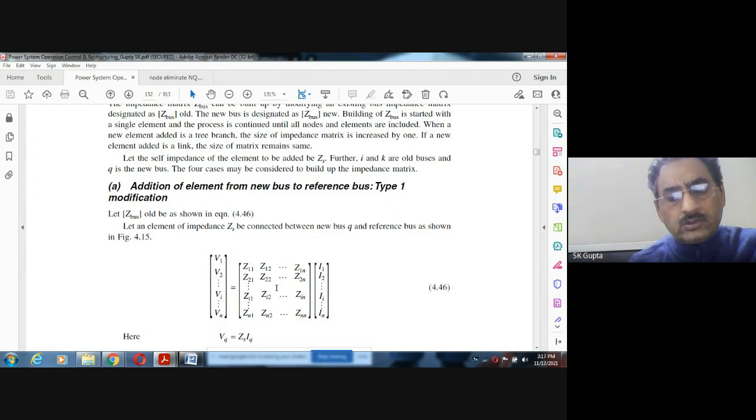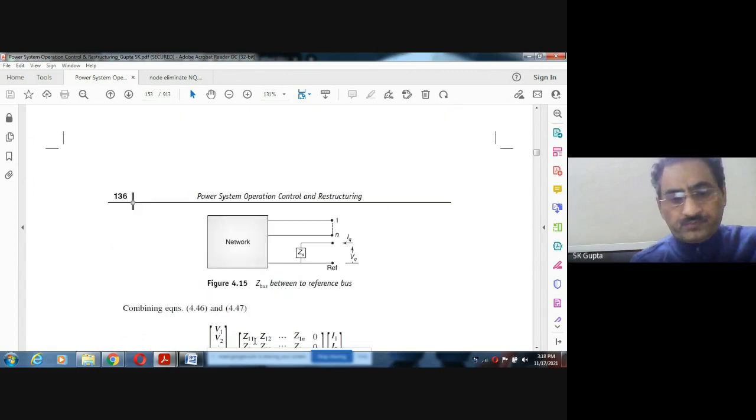Now, in addition to this, a new transmission line is added from the new bus to the reference bus, and the impedance of this new transmission line which is added into the network is ZS. Since it is a new bus, it will have some voltage. So the voltage of the new bus is VQ, the impedance is ZS, and the current flowing into this is IQ, so this is the equation.